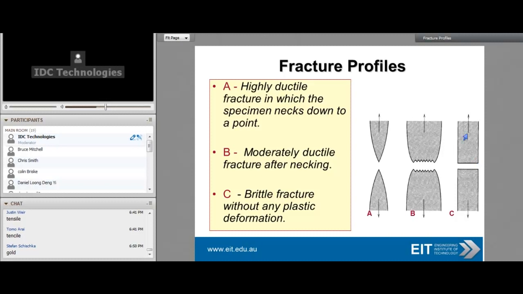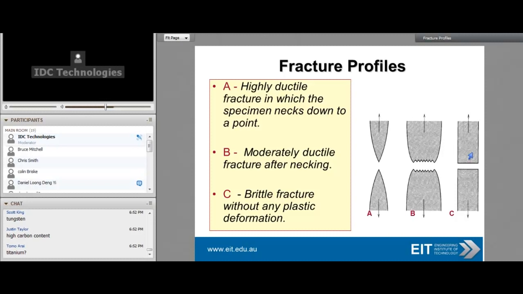And this is indicative of a highly brittle material. Any ideas what that might be? Can you think of a highly brittle material, a highly brittle metal, for example? A highly brittle metal. Yep, well, cast iron is a very common material that is very brittle. Tungsten, you said, is brittle as well.